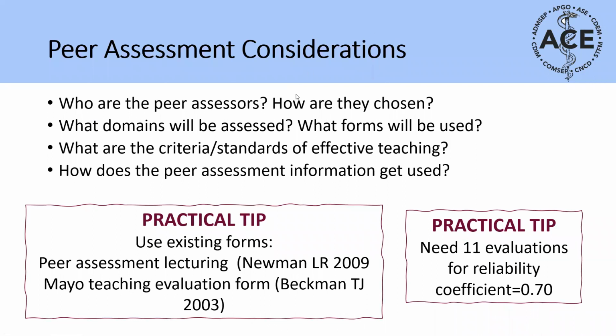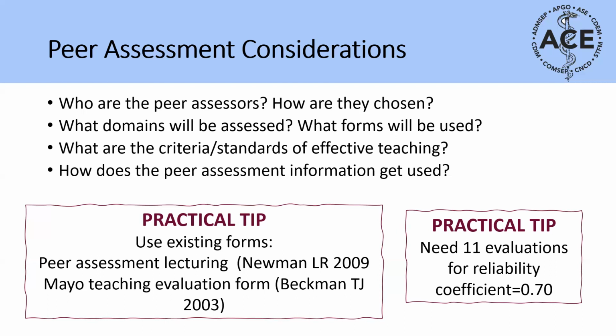So if you're thinking about doing peer assessment of teaching, you need to think about who are going to be the peer assessors? How are they chosen? Is this something that is mandatory or optional? What teaching domains are going to be assessed? Are you going to be doing peer observation of lectures? Are you going to be doing peer observation of clinical teaching? That will impact the forms that you're using. There needs to be some shared understanding of what is effective teaching, and individuals are going to want to know how this information gets used.